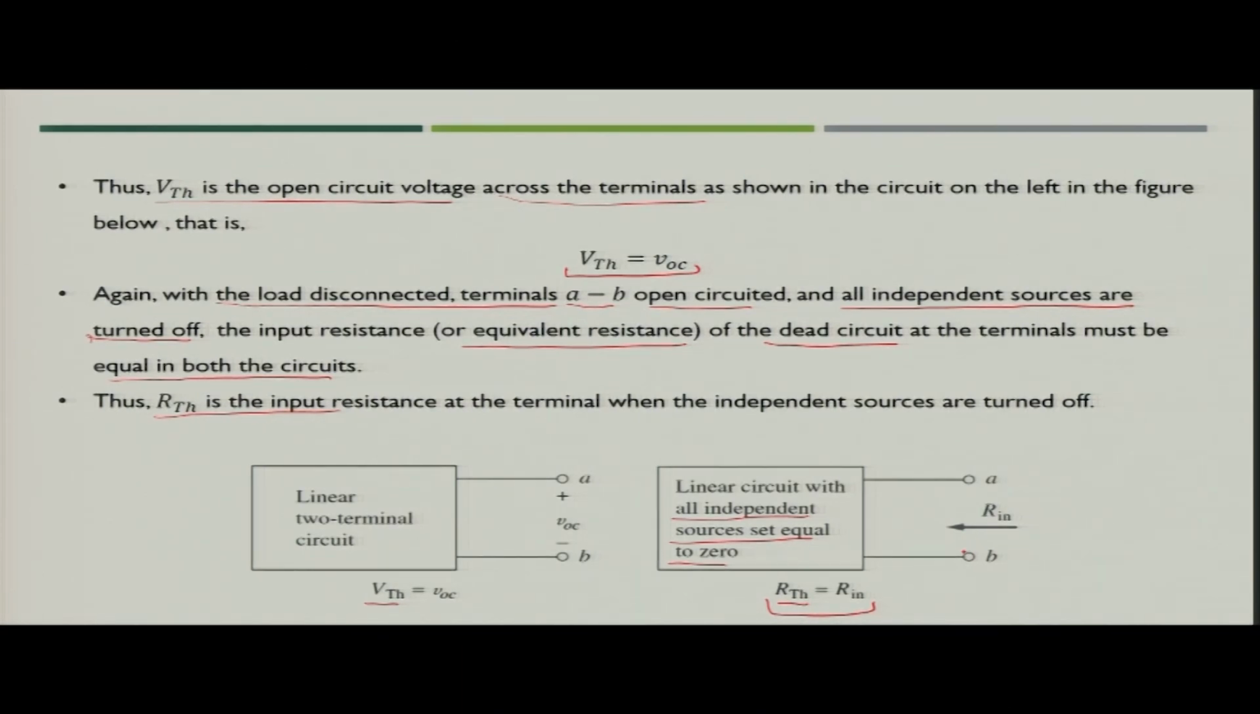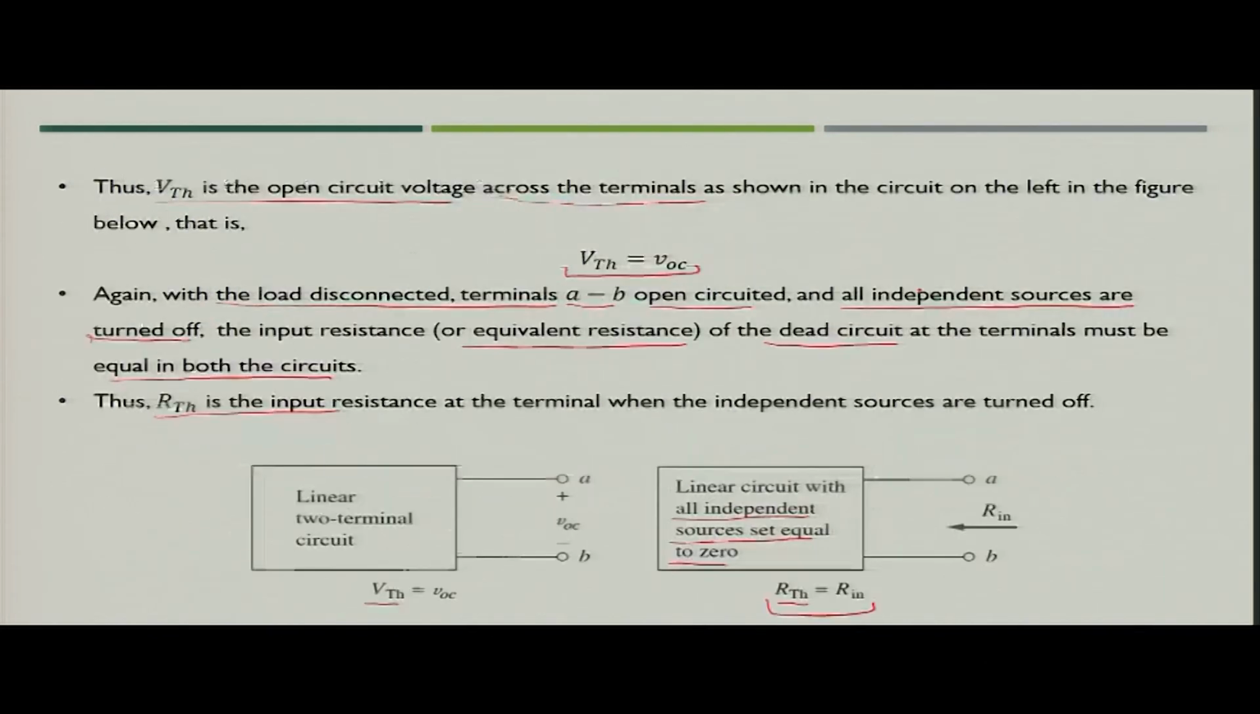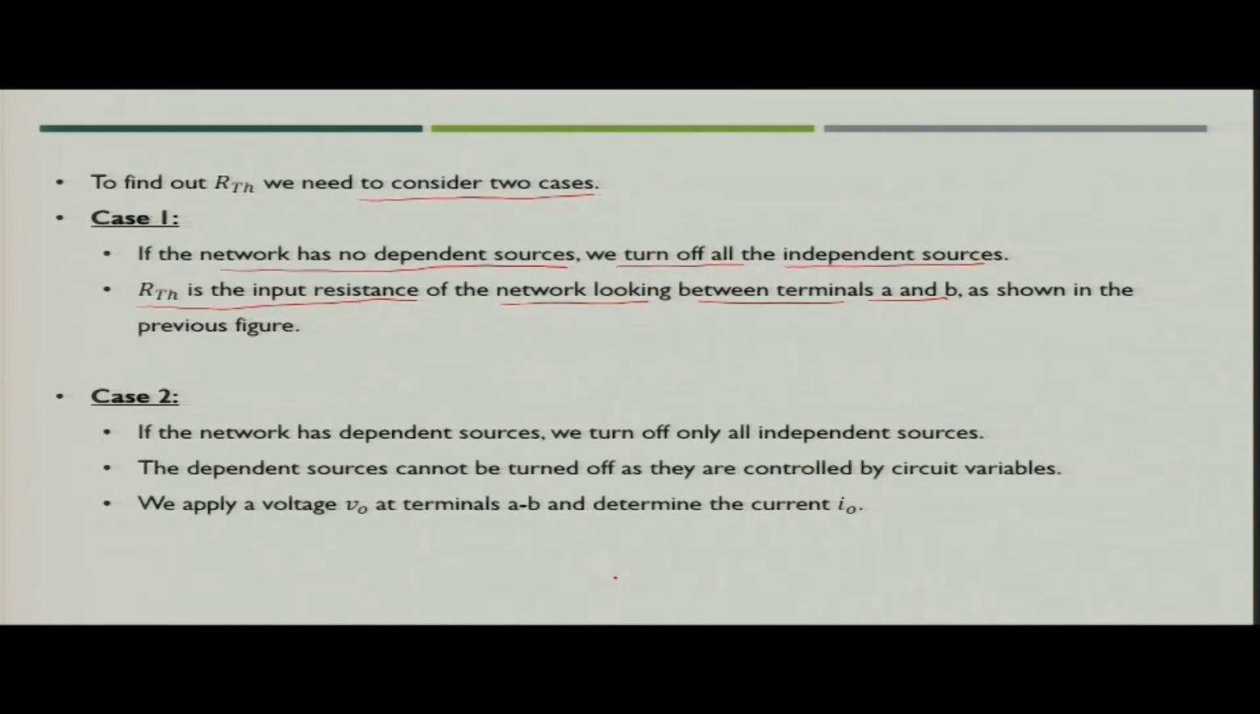Now, to find the value of RTH, there are two different cases. What are the two different cases? The first case is that if the network has no dependent sources, we can simply turn off all the independent sources, like we can make the voltage source a short circuit and the current source an open circuit, and then RTH is the input resistance of the network looking between terminals A and B. So, that means whatever input resistance you see from terminals A, B, while keeping all independent sources equal to 0, that will give you simply the Thevenin resistance.